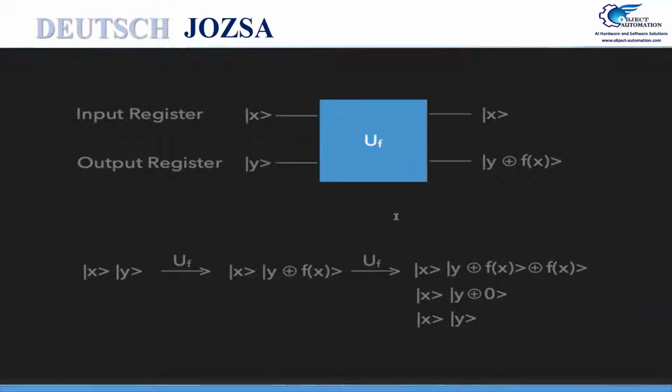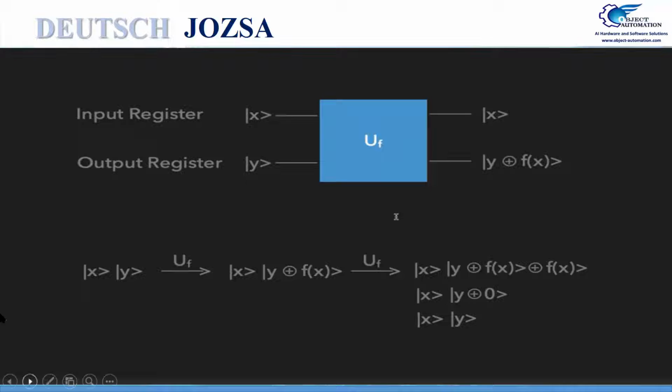scenario. So let's say this is a function Uf. We have an input register and an output register. In the first register we pass in the input and we get ket x as the output. We give the input ket x and we get an output of ket x. Now in the second register we input ket y and we get ket y XOR f of x. Now what we are trying to do is apply the function and then apply the same function again so that we come to the original state.